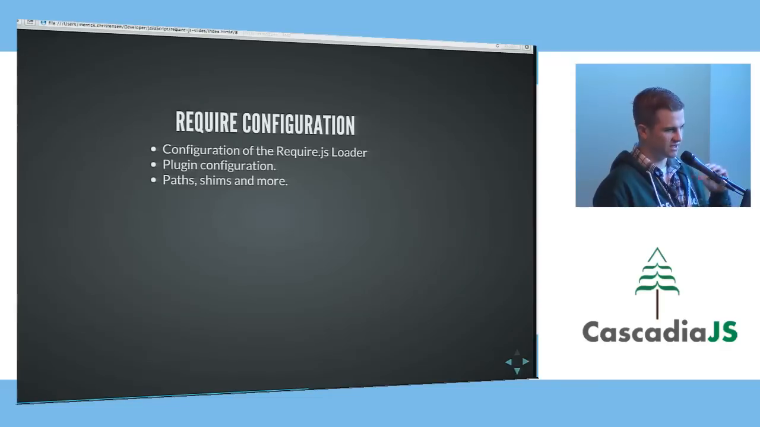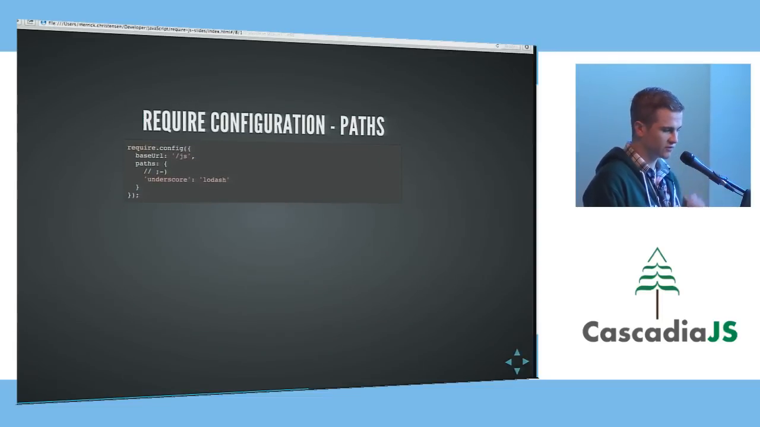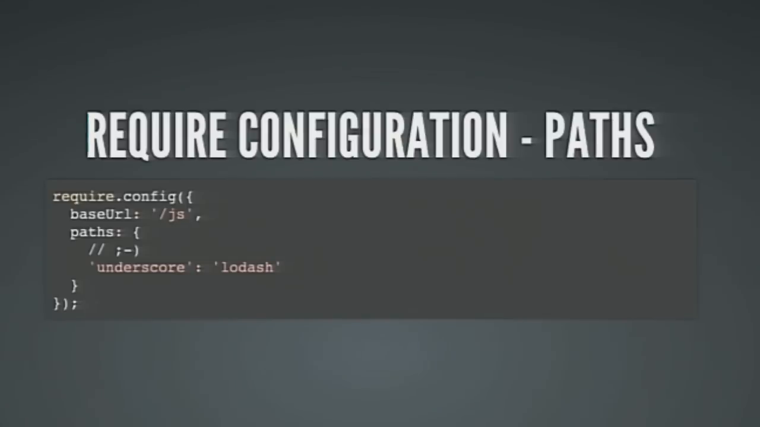So the hello world example isn't exactly very interesting. There's not really any dependencies to it, so let's look at adding maybe handlebars. RequireJS lets you configure the loader in really sophisticated ways, as well as the plugins that RequireJS provides. So if we wanted to, for example, change the paths, in this case, when somebody requires underscore, they'll get back Lodash.